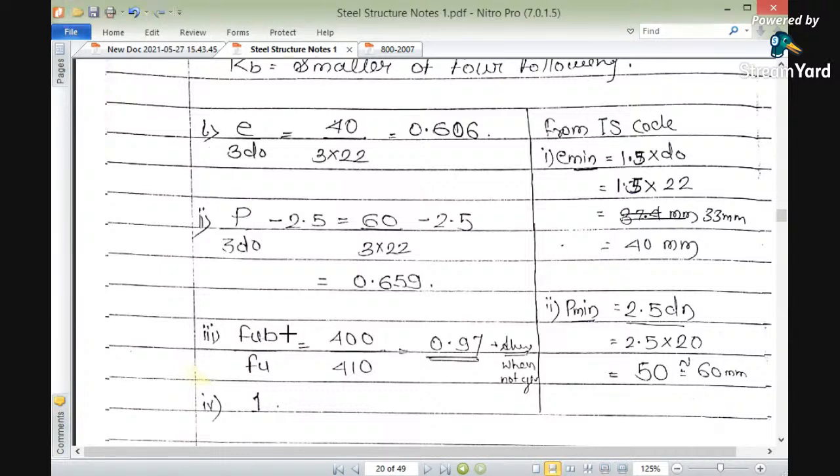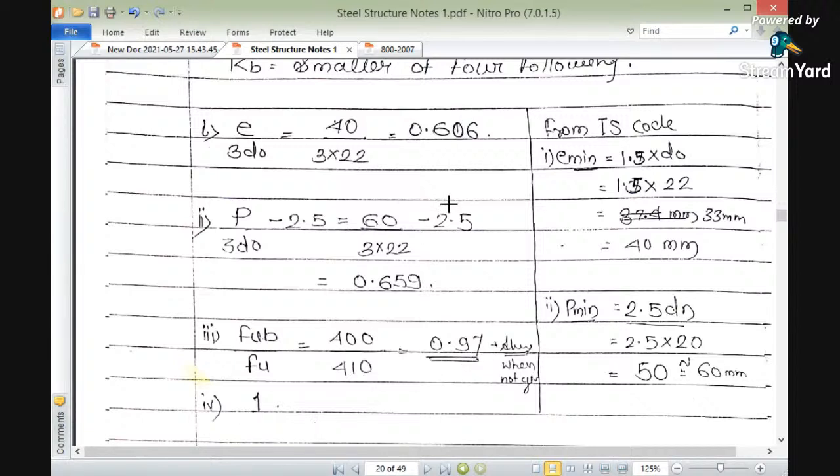the ultimate tensile strength of plate and the ultimate tensile strength of bolt. The upper one is plate, the lower one is bolt. In plate, we always take this as 400, whereas for bolt we take it from the grade 4.6. What is the 4.6 grade steel bolt? It comes to be 410 as per the table. So it is 0.97 and 1.